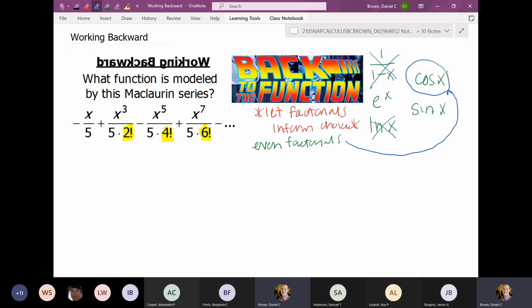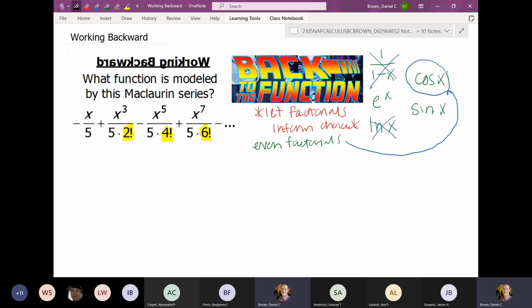You might be asking yourself, well, I see a bunch of odd exponents. Could it also be sine? And yes, sine does have the odd exponents, but it's going to be a whole lot easier to manipulate an exponent of x than it is going to be to manipulate a factorial. So we're going to choose cosine because that's going to be the best choice for this series.